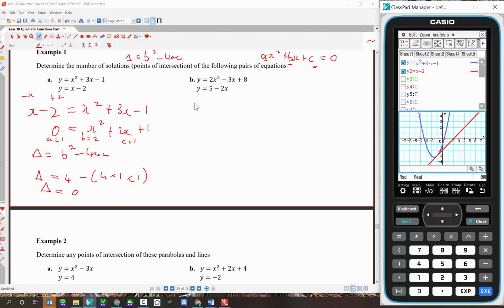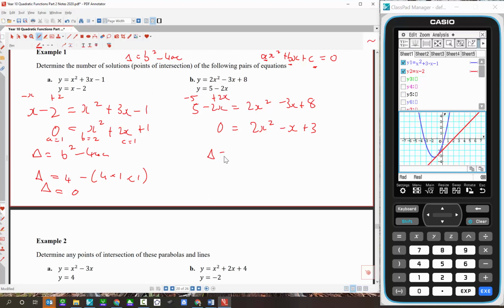All right, let's do the same thing for this one. So we're going to go 5 take 2x equals 2x squared take 3x plus 8. All right, I can't run the discriminant check on it in this form. I need it in ax squared plus bx plus c equals 0 form. So what I'm going to do is subtract 5 and add 2x to both sides. That will leave the left-hand side equal to 0 and the right-hand side equal to negative x. Take 5 is plus 3.